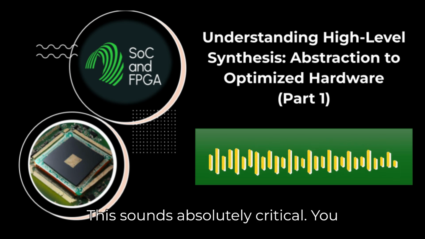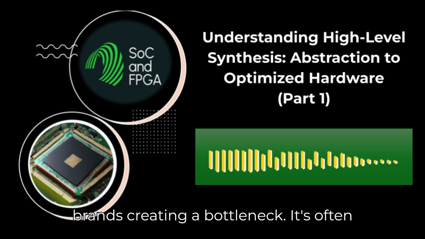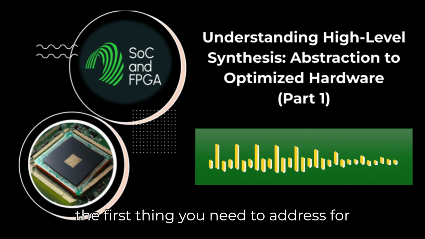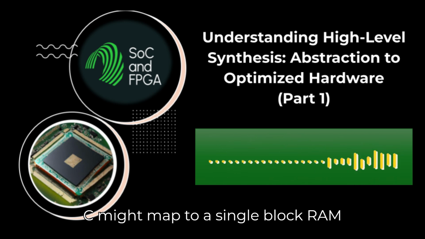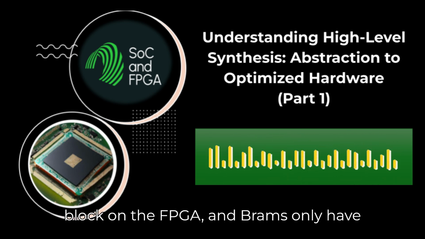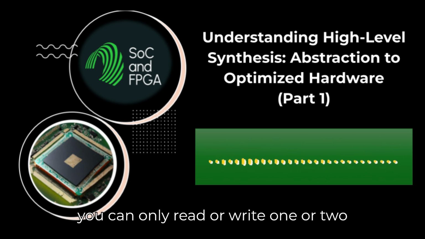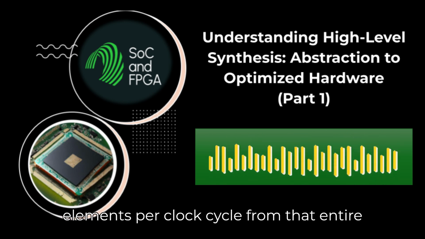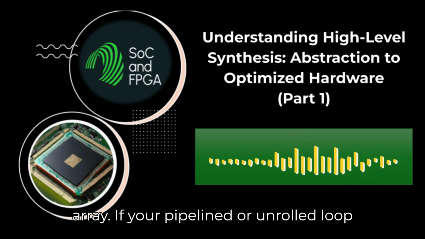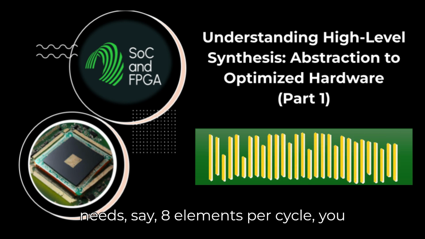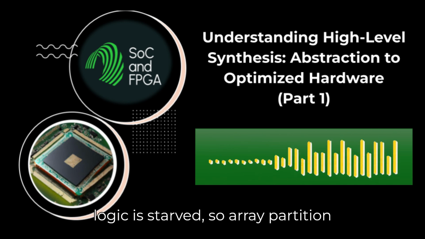This sounds absolutely critical. You mentioned default arrays map to single BRAMs, creating a bottleneck. It's often the first thing you need to address for high performance. By default, an array in C++ might map to a single block RAM block on the FPGA. And BRAMs only have 1 or 2 ports. Typically, yes, meaning you can only read or write 1 or 2 elements per clock cycle from that entire array. If your pipelined or unrolled loop needs, say, 8 elements per cycle, you have a massive bottleneck. Your compute logic is starved.